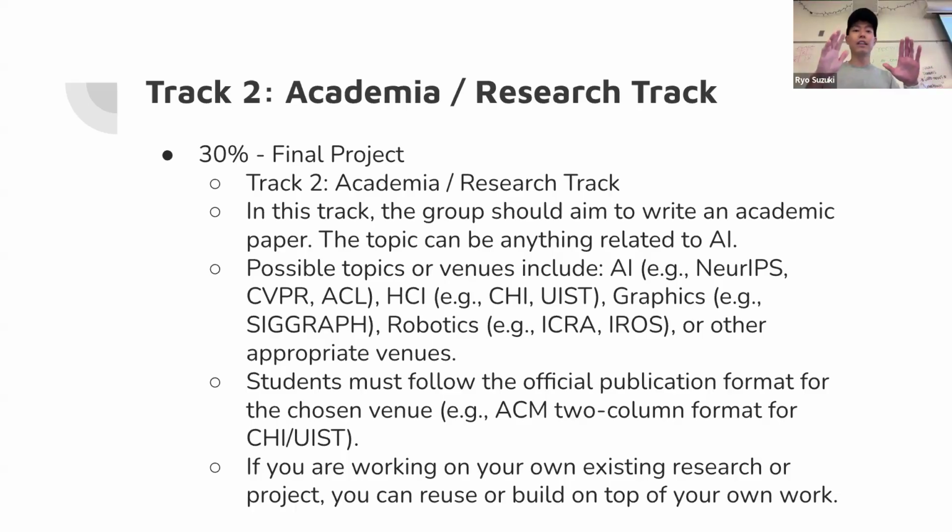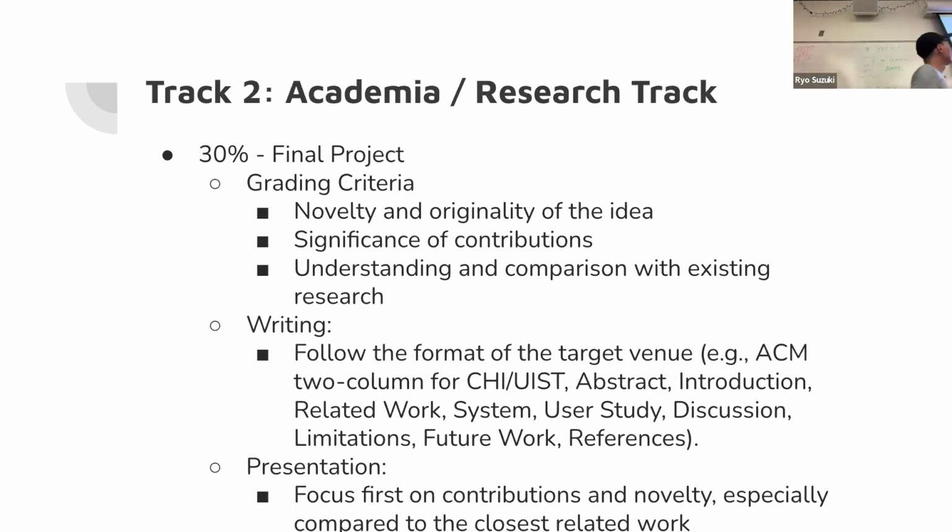But again, the topic or the direction can be anything, especially if you're a grad student and especially interested in AI or any kind of research. You could use this opportunity to develop your own ideas too.